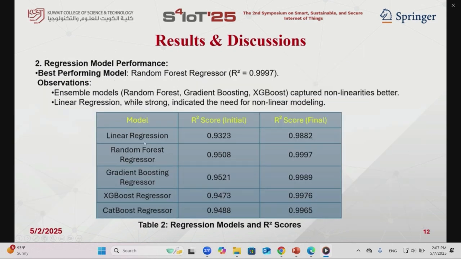Now moving on to the next slide, result and discussion, quantitative analysis. Here we have done the basic quantitative analysis, as you can see. Next, the regression performance table reports R square scores across models. Random forest achieved R square equals 0.9997, outperforming linear and other ensemble methods, confirming its strength in capturing non-linear relationships in calorie burn data. Now moving on to the next slide.